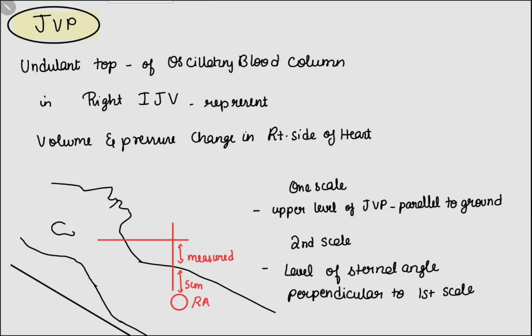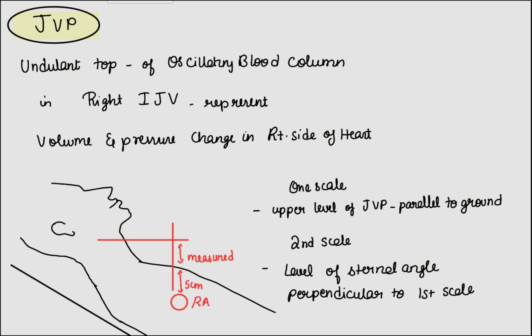JVP, jugular venous pressure. Even this is the most important question which you occasionally encounter in your postings. Be thorough with it. Just to summarize it or make it short, it's the undulant top of oscillating blood pressure in the right internal jugular vein, which represents volume and pressure changes in the right side of the heart. Basically, the right internal jugular vein is in line with the right atrium, so whatever changes happen in the atrium can be seen in the internal jugular vein.